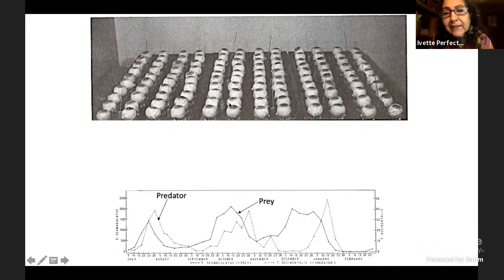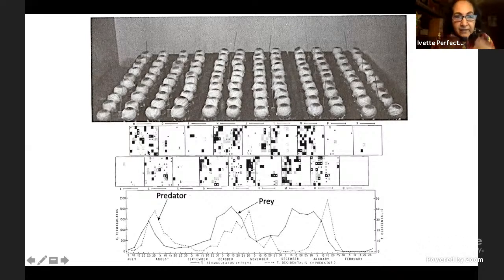But one component that has not been explored that much in Huffaker's experiment is the spatial pattern that emerged in this system. So you probably have seen this. This is a classical oscillatory pattern, but you probably have not seen the spatial pattern that was created. And here you can see it. This is from Huffaker's paper. And there is a special pattern that is generated in these oranges with the predator and the prey. And you can see it here.